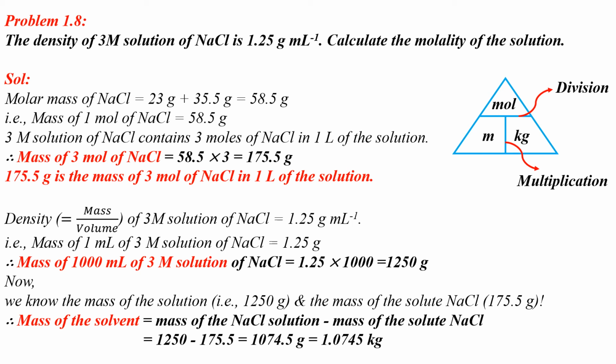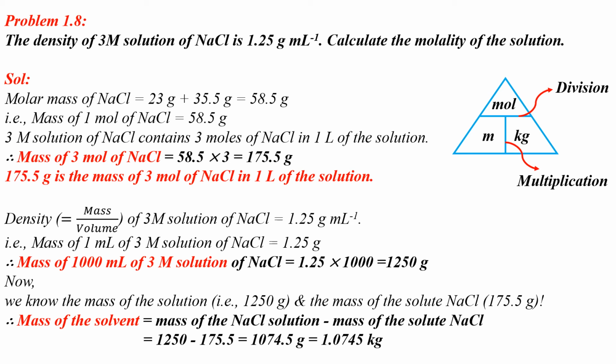In this triangle, the horizontal line represents division and the vertical line represents multiplication. Using this triangle, you can do calculations related to molality very easily, and you always arrive at the right formula that is to be used depending on what has been asked in the question. So, whatever you are asked to calculate, you should cover that portion.